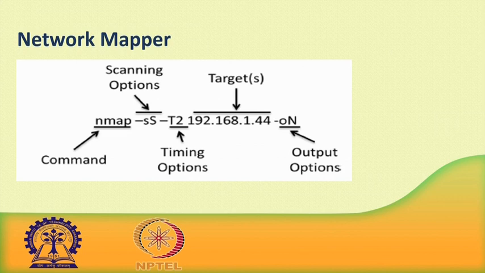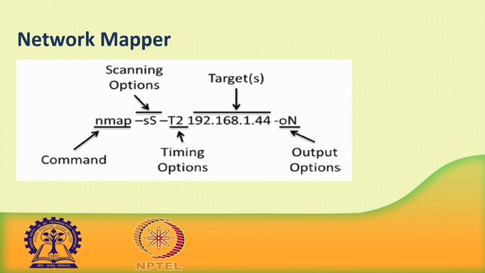Dash small s capital U, UDP scan. The UDP scan accesses the UDP ports on the target system. Unlike scanning TCP ports, UDP scan expects to receive replies back from systems that have tested ports that are closed. Dash sA or ACK scan. The ACK scan is used to try to determine if a TCP port is filtered or unfiltered.